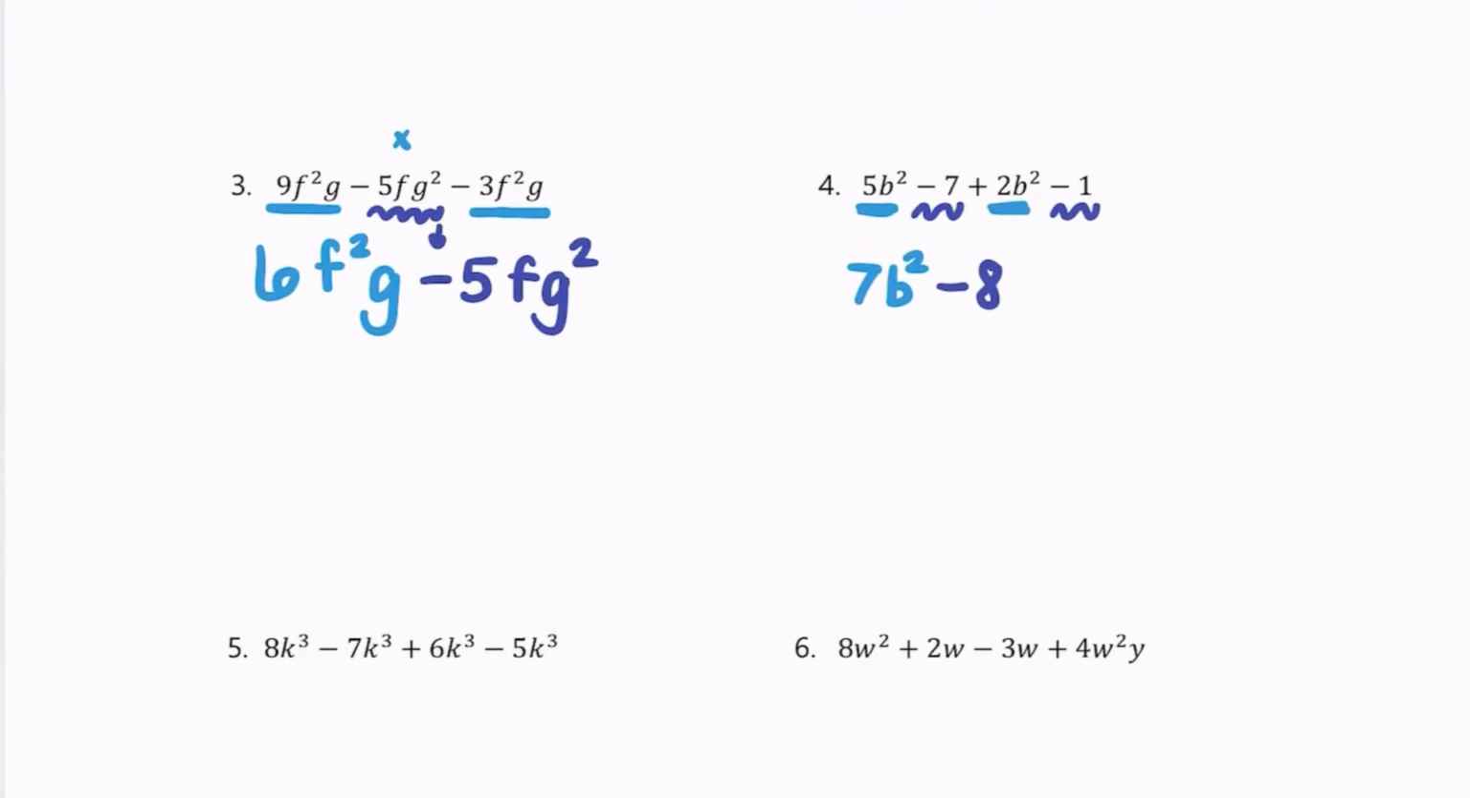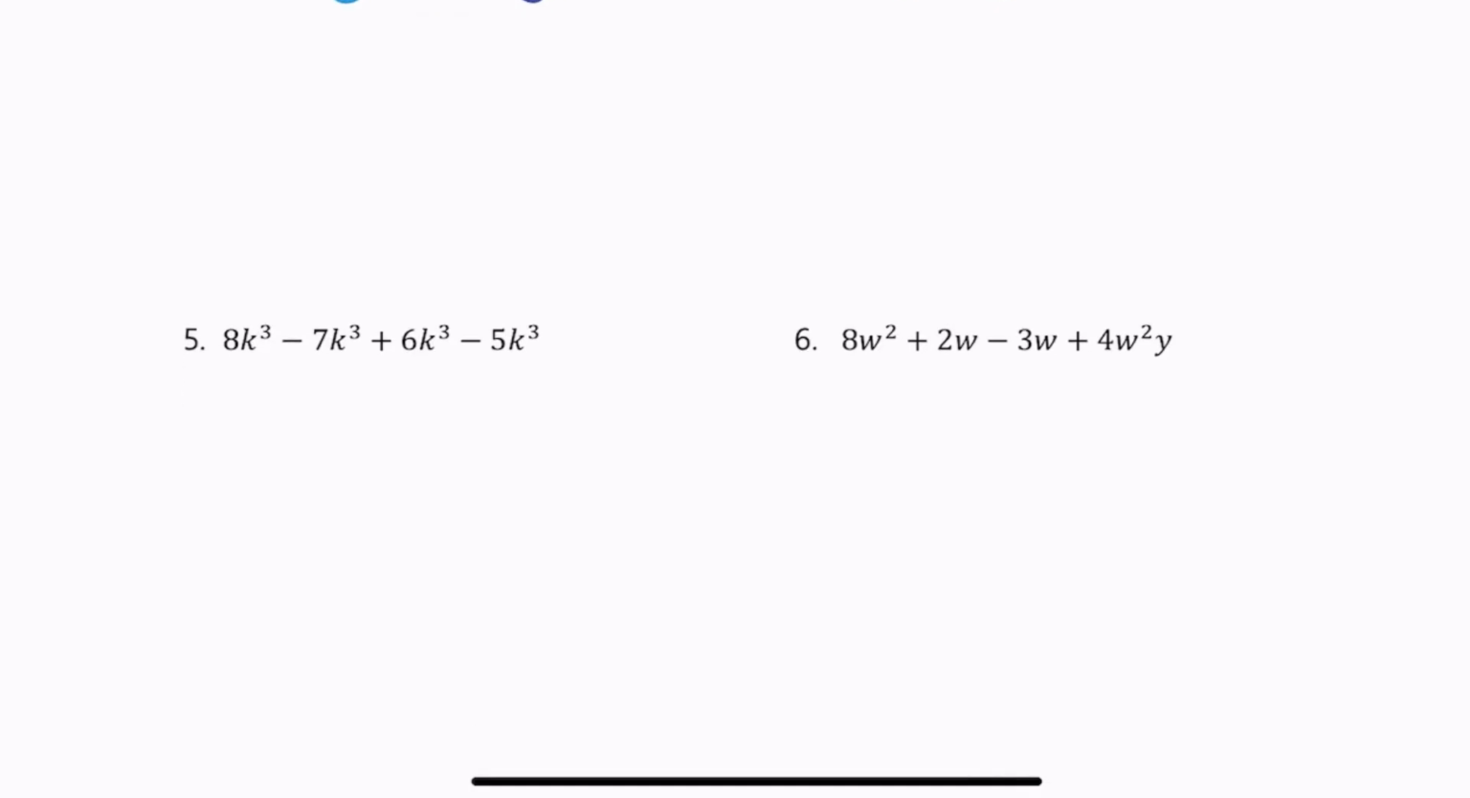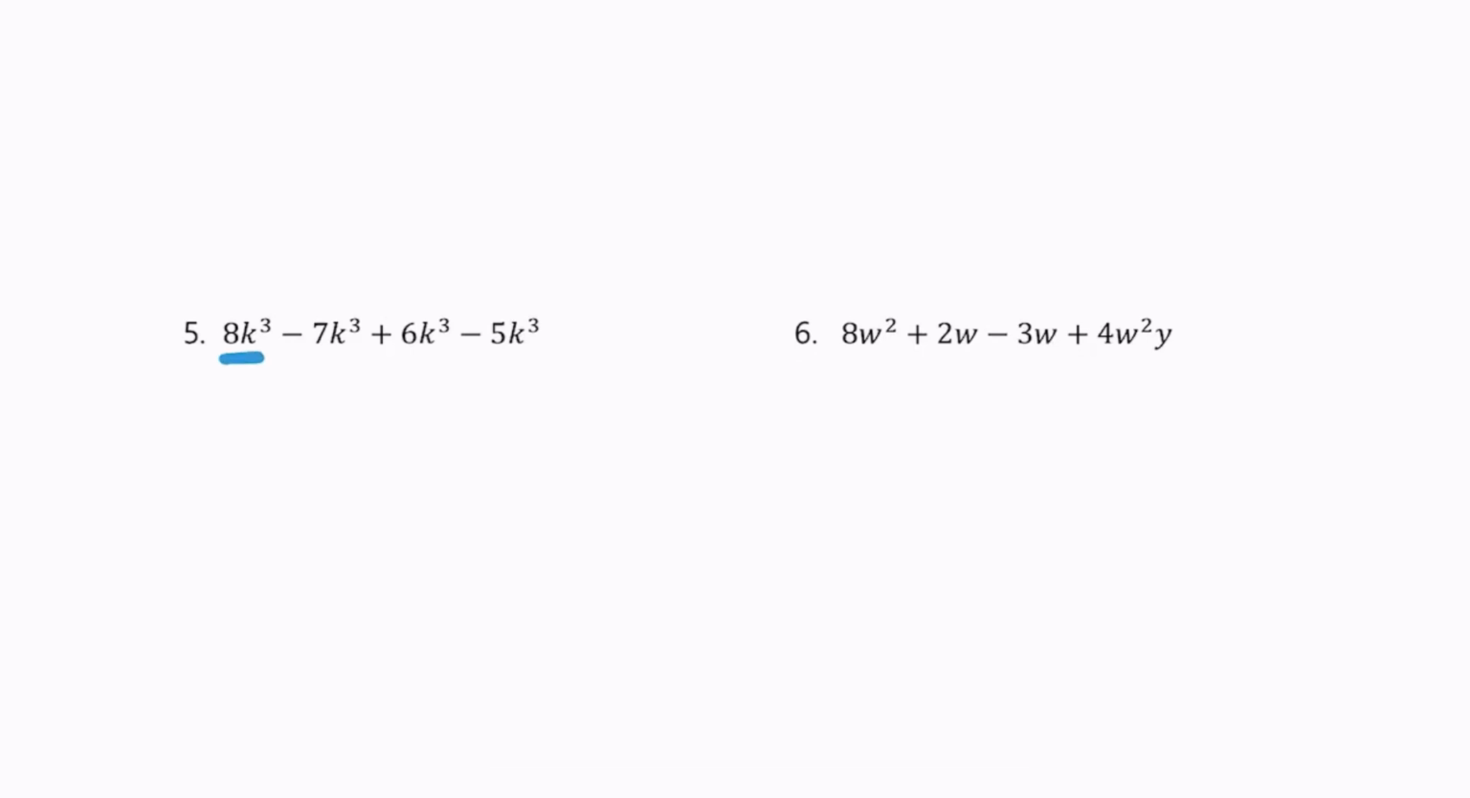We have 8k cubed. That matches with negative 7k cubed, which also matches with 6k cubed, which also matches with negative 5k cubed. They are all like terms. So what we want to do is we want to do 8 minus 7, which will give us 1k cubed. Bring everything else down.